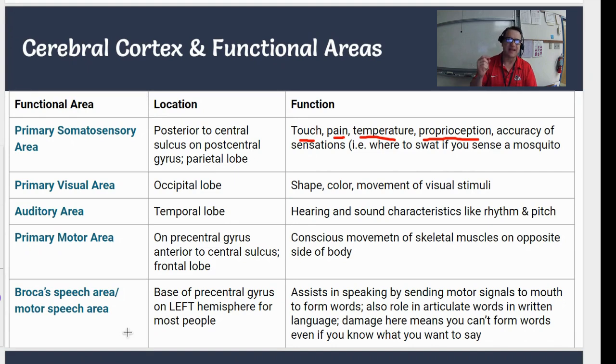People that have damage in Broca's area are able to understand speech when someone's talking to them, but they're unable to produce their own speech. They're unable to form sentences, to put sentences together to talk. That's called non-fluent aphasia, because you're non-fluent, unable to communicate.